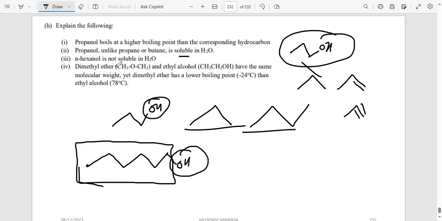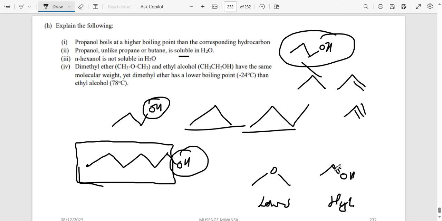Okay, dimethyl ether. Dimethyl ether is like this. And ethyl alcohol is like this. Dimethyl ether and ethyl alcohol have the same molecular weight, and they also have the same formula. Yet the ether has a lower boiling point, lower than the alcohol, which is higher.